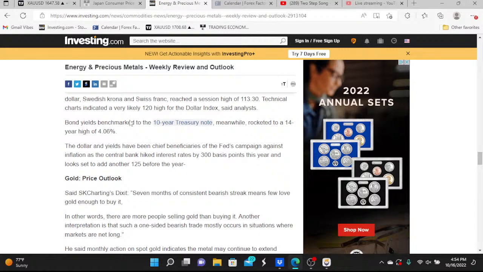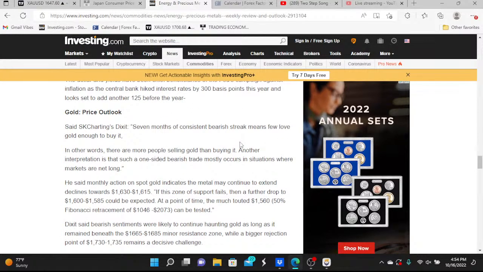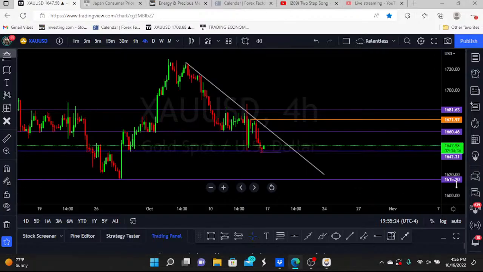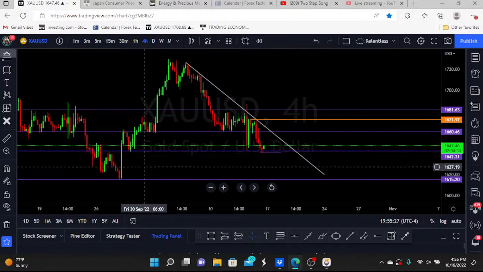So, gold price outlook. This is very interesting. Seven months of consistent bearish streak means few love gold enough to buy it. In other words, there are more people selling gold than buying it. Another interpretation is that such a one-sided bearish trade mostly occurs in situations where markets are net long. He said monthly action on spot gold indicates the metal may continue to extend declines towards the 1630 and 1615 range, going right back to 1615, but he also says 1630.